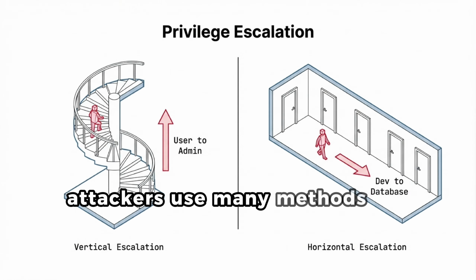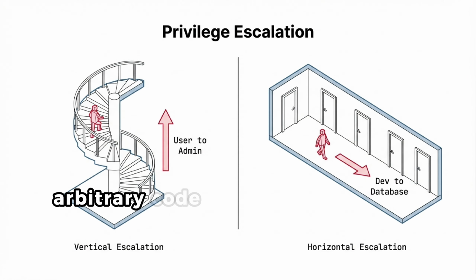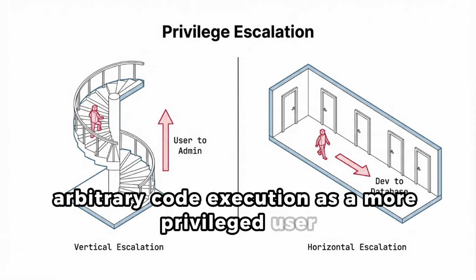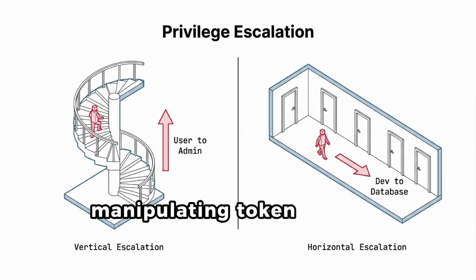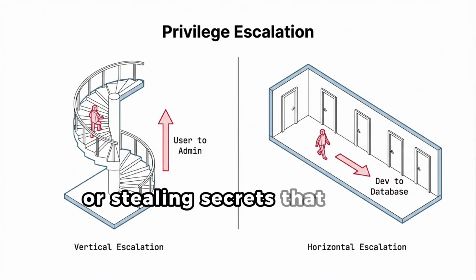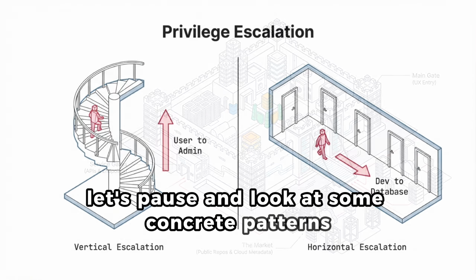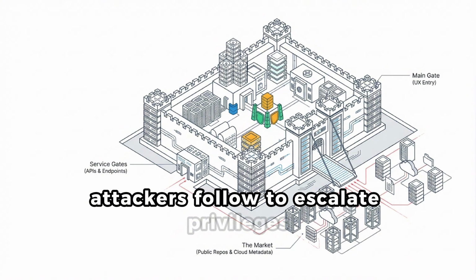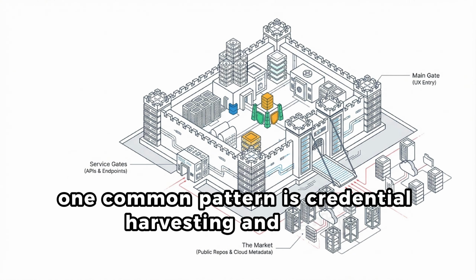Attackers use many methods for escalation: exploiting software flaws that allow arbitrary code execution as a more privileged user, abusing misconfigured file permissions, manipulating token services to mint tokens with higher scopes, or stealing secrets that grant broader access. Let's pause and look at some concrete patterns attackers follow to escalate privileges. One common pattern is credential harvesting and replay.